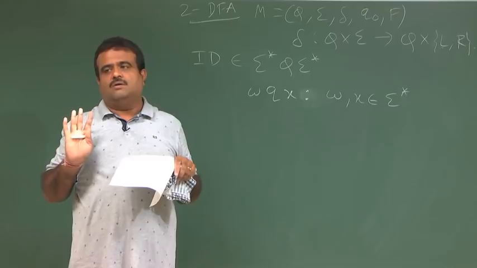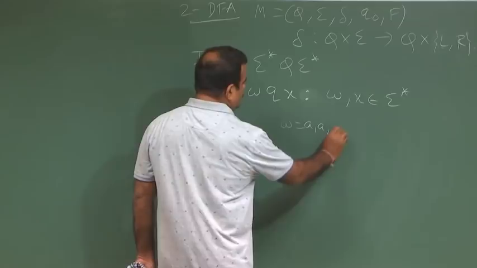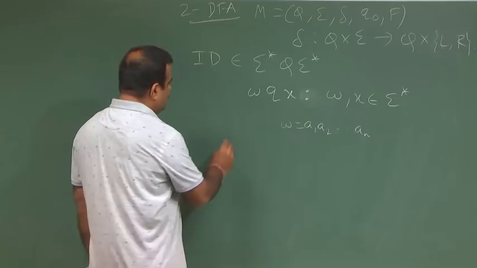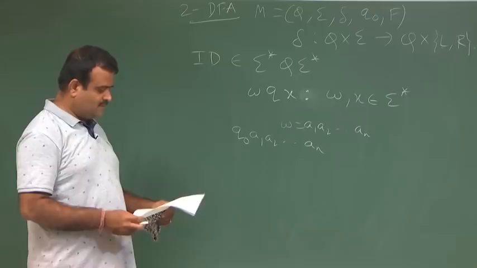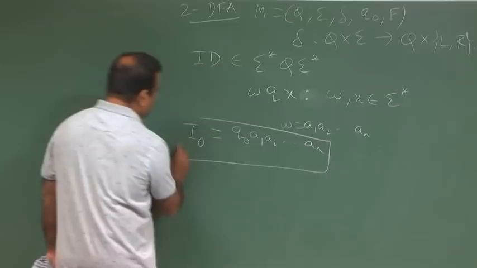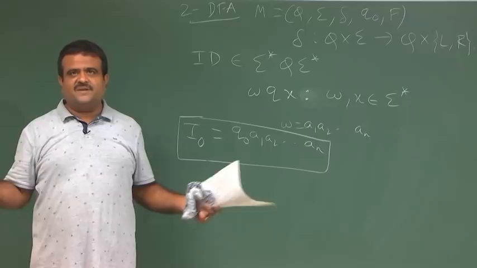So, initially, what do we have? We have been given a tape, we have been given a string, say W, where W is A1, A2, up to AN. And initially, our automata is at state Q0. So, this is the initial ID: Q0, A1, A2, AN. This is the initial ID of the machine M, we can say I0, because initially we are at Q0. This is nothing but a snapshot. We are taking a photo of the present situation of this system, of this finite machine.